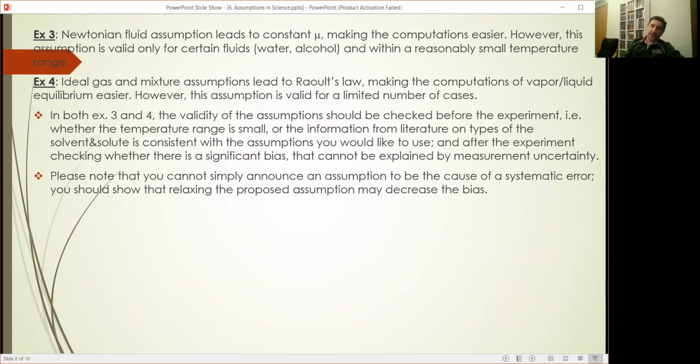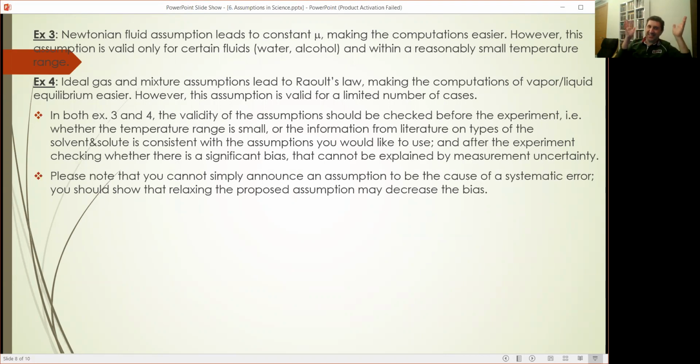And another point, which I also believe is important: if you find some unexplained discrepancy, do not simply say, "Oh, we have made an assumption, so it should be due to that." You should go back to your assumption and think about this.